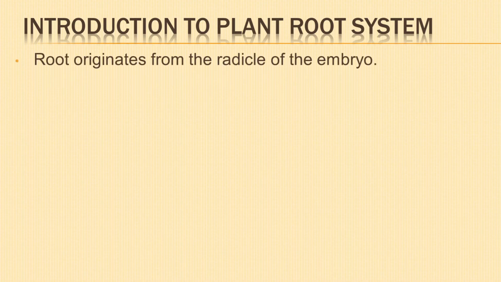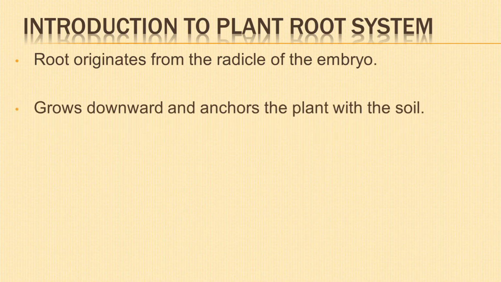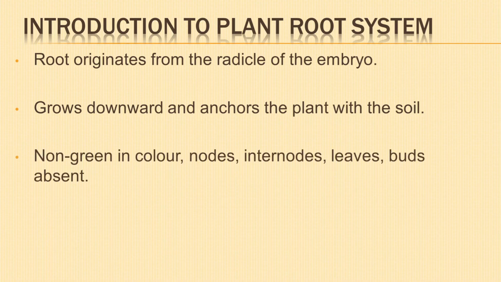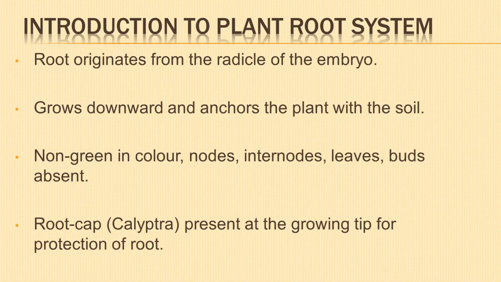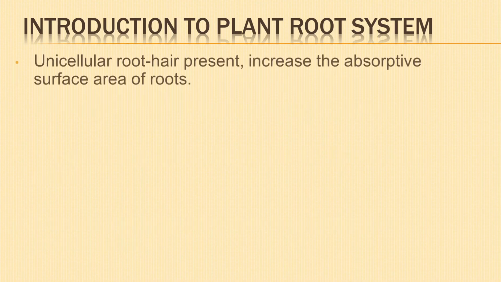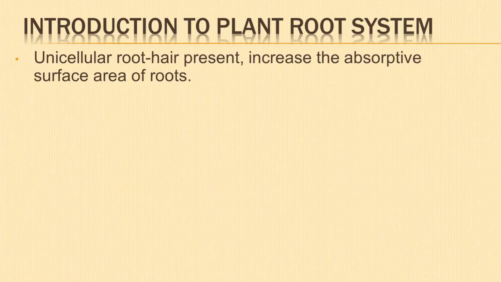The root is the descending portion of the plant which originates from the radicle of the embryo. It grows downward and fixes the plant to the soil. It is non-green in color. Nodes, internodes, leaves and buds are totally absent. A root cap, calyptra, is present at the growing tip for the protection of the root. The root bears unicellular hairs. These root hairs increase the absorptive surface area of roots.